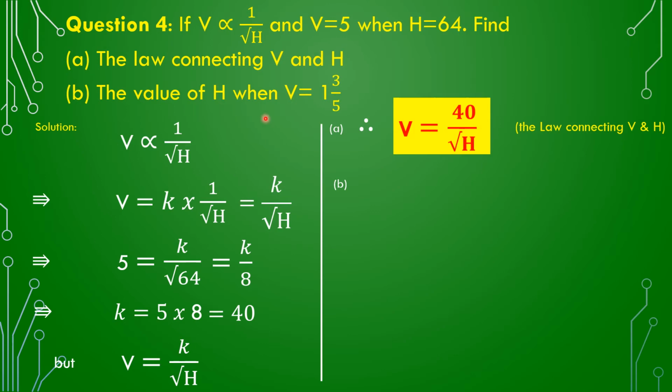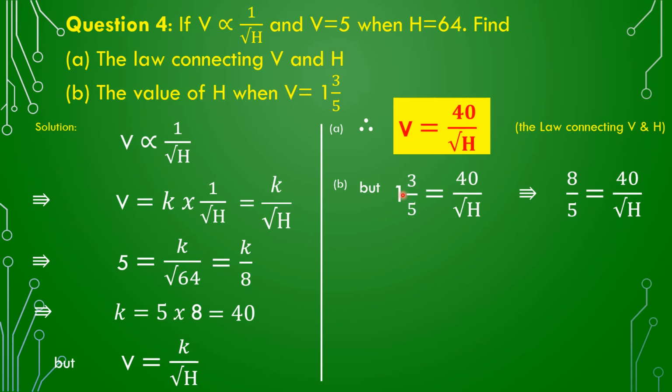Find the value of H when V is equal to 1/3. Now, we know that V is equal to 40 divided by the square root of H. And V was given as 1/3. This is now equal to 40, 40 is the value of k. Now we are looking for H. But H has a square root sign. So don't be scared. Let's proceed. This implies that 1/3 is the same thing as what?